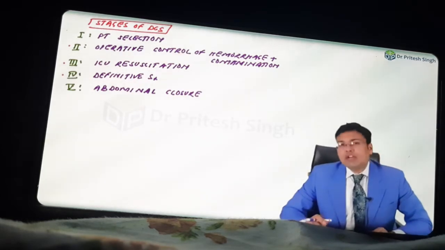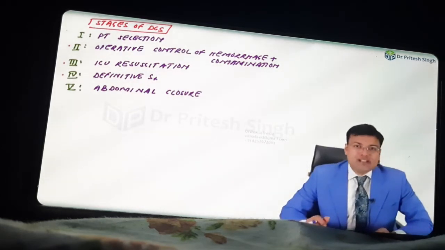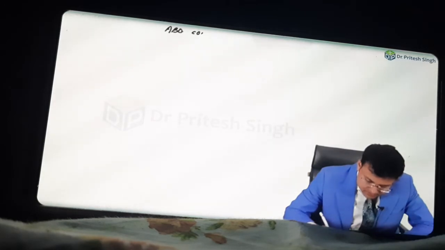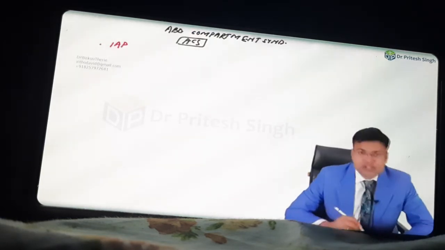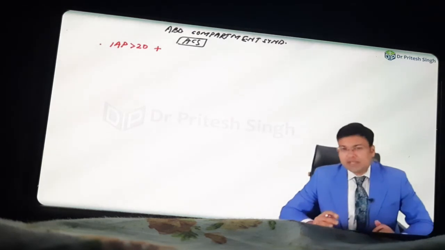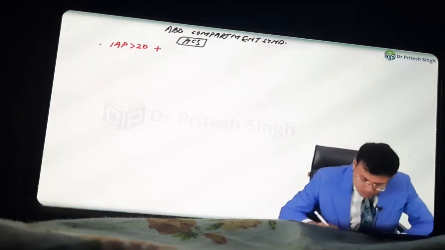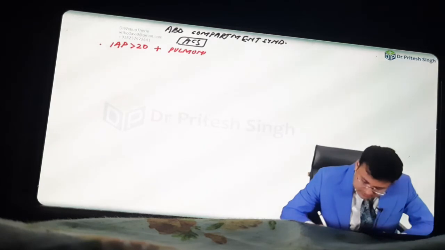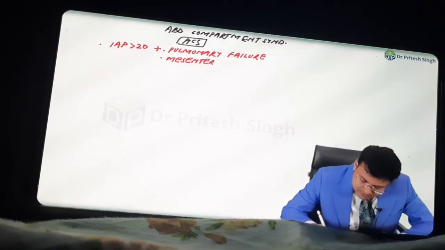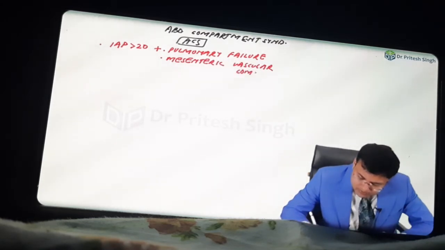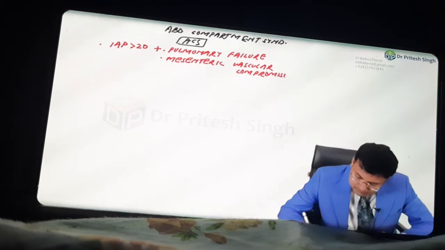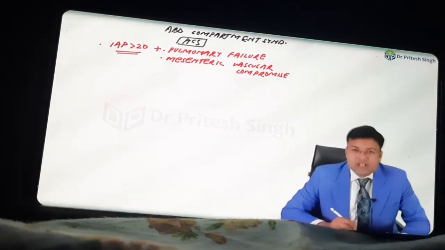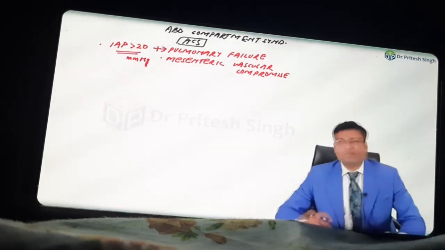Second very important topic is abdominal compartment syndrome, which is frequently asked in NEET, and pediatric exams. Now first, what is the definition of abdominal compartment syndrome? In this case, there is increased intra-abdominal pressure. How much? More than 20. Because of this increased intra-abdominal pressure, there are fatal complications due to pulmonary failure and mesenteric vascular compromise. So it is characterized by increased intra-abdominal pressure that is more than 20 mmHg, resulting in fatal complications because of pulmonary failure and mesenteric vascular compromise.